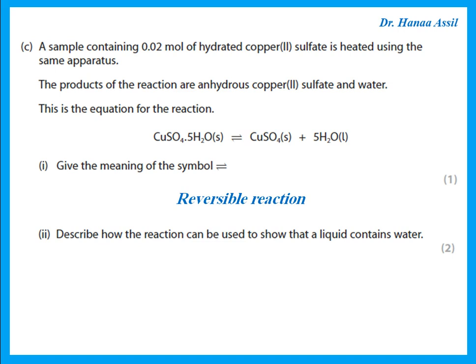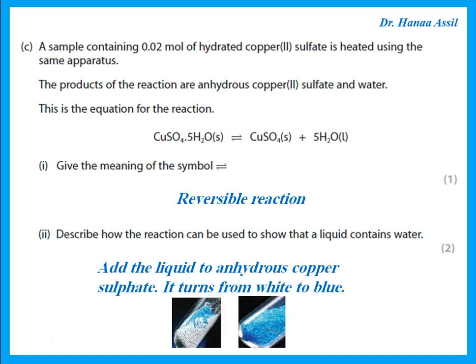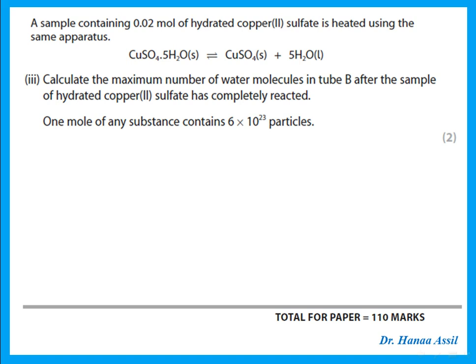Describe how the reaction can be used to show that a liquid contains water. What is he doing here? He's saying I have the hydrated, which is copper sulfate 5 water, that's the one that has water. If I heat it, I get the anhydrous plus water. Now, how can I use this as a test for water? We add the liquid to anhydrous copper sulfate, it turns from white to blue. So it is the reverse of that reaction that he has. You add water to the anhydrous, it becomes hydrated. So it turns from white to blue.